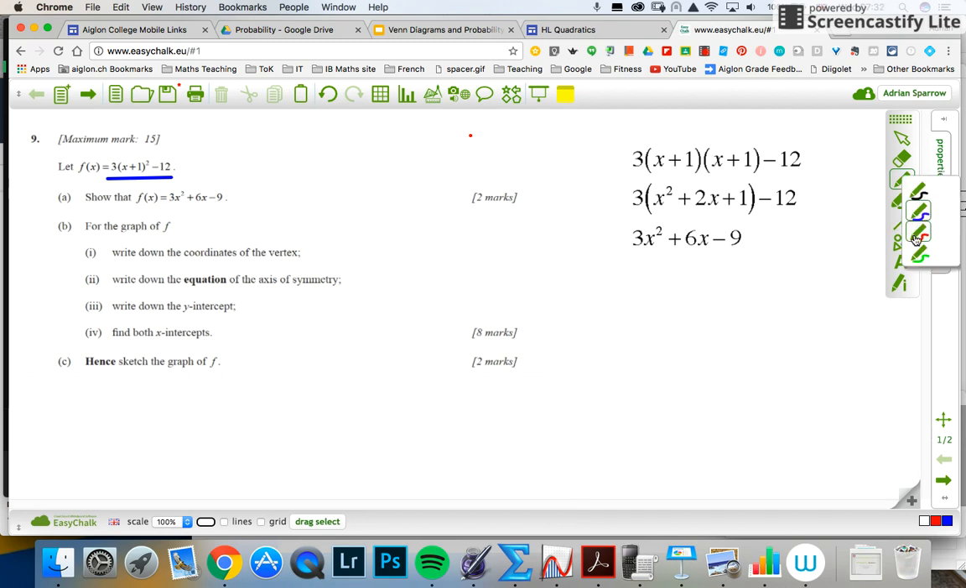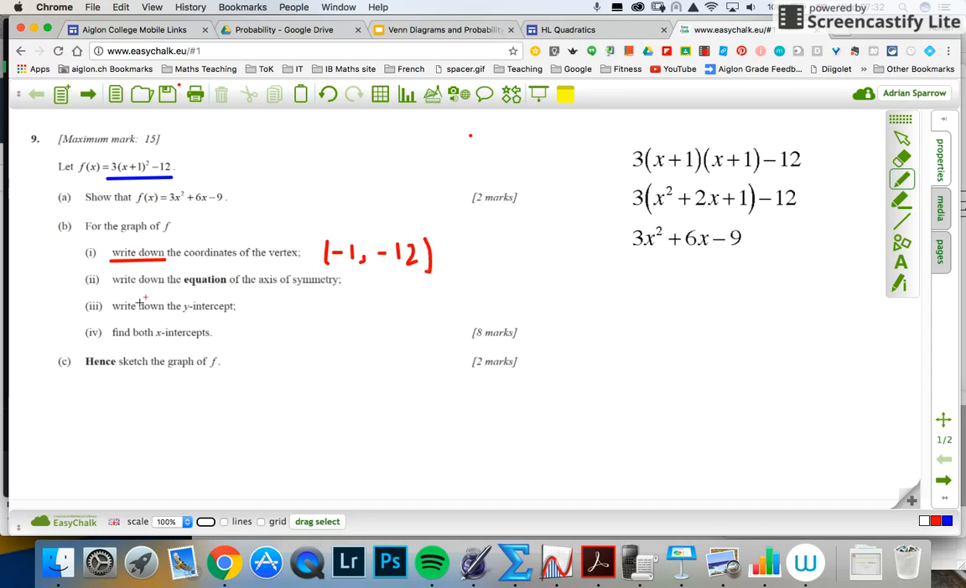Now the second one, part B, is talking about the graph. So it says write down the coordinates of the vertex. And the important thing here is write down. So this doesn't really require any work. So I'm going to go up here to the completed square form, and the vertex is inside the bracket there. I'm going to reverse the sign of the 1. So if it's plus 1, I'm going to make it minus 1. And the y coordinate comes from the end, so it's minus 12. So that's why it says write down, because there's no work involved. You just have to look at the completed square form of that.